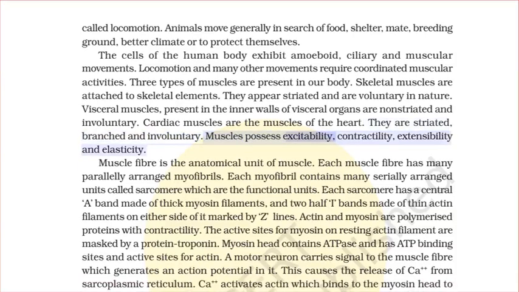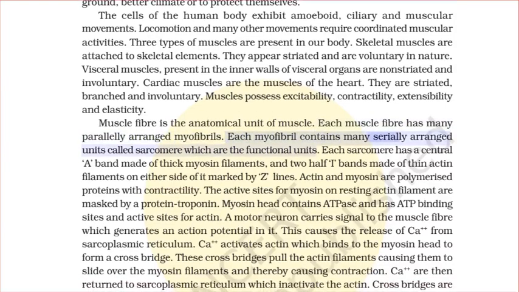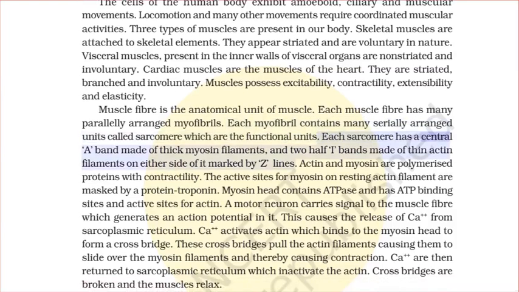Muscles possess excitability, contractility, extensibility, and elasticity. Muscle fiber is the anatomical unit of muscle. Each muscle fiber has many parallelly arranged myofibrils. Each myofibril contains many serially arranged units called sarcomere, which are the functional units. Each sarcomere has a central A band made of thick myosin filaments, and two half I bands made of thin actin filaments on either side of it marked by Z lines.